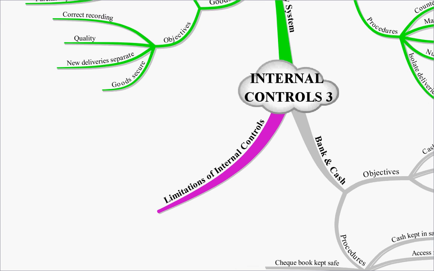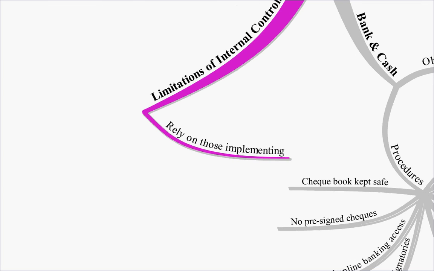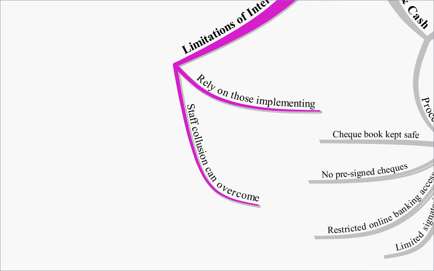Okay, the limitations of internal controls. Well, the first thing you've got to do is realise that you're relying on the people who are implementing the controls. Therefore, if there is staff collusion, they can overcome the controls. There's not much that you can do in terms of implementing internal controls if the people who are supposed to be implementing them collude together to overcome them. So that's the first thing you have to recognise.